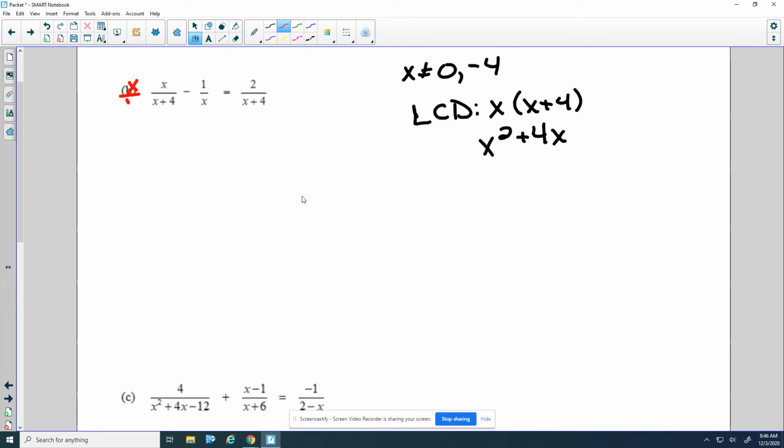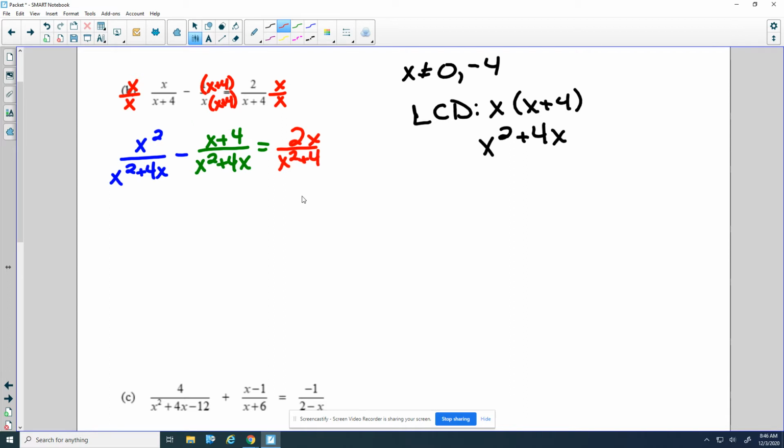So my first fraction is missing the x. My middle fraction is missing the x plus 4, and maybe I should have rewritten this, but I'm just going to leave it like that, and this one's missing the x. So now I get x squared over x squared plus 4x minus x plus 4 over x squared plus 4x equals 2x over x squared plus 4x.